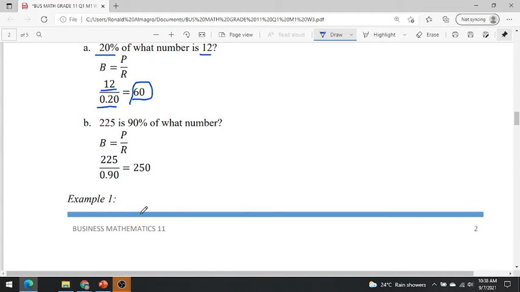Then, example 2. 225 is 90% of what number? Okay, so we have our percentage 225, then our rate 90%. So 225 over 90%, so convert into decimal, 0.90 equals, okay, 225 divided by 0.90 equals 250. Okay, copy? Gets?